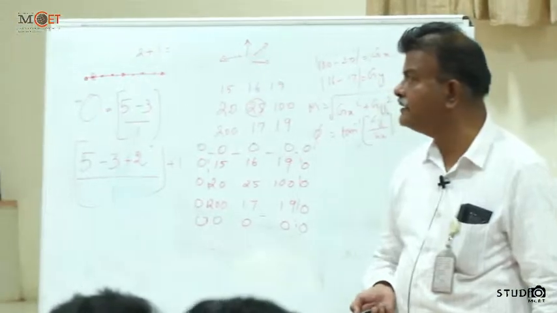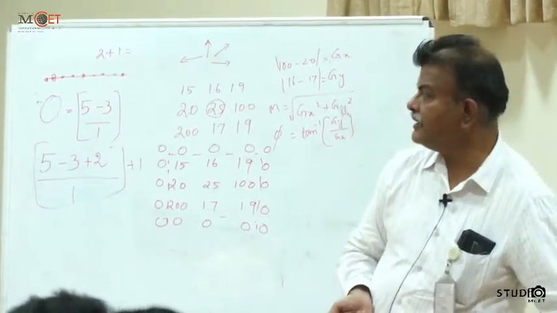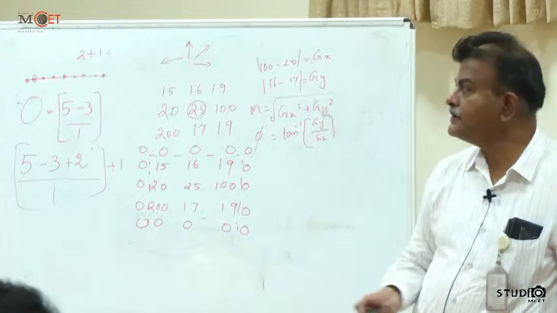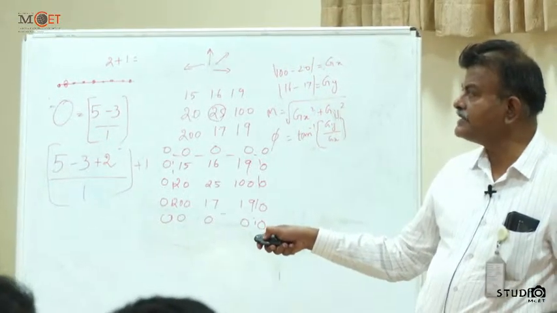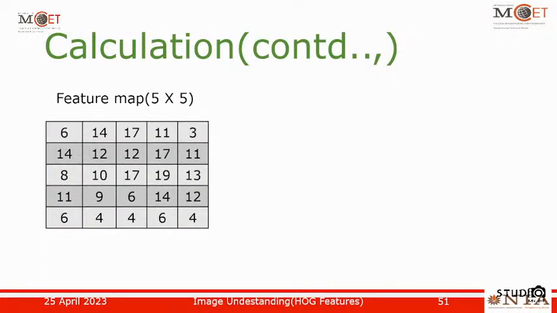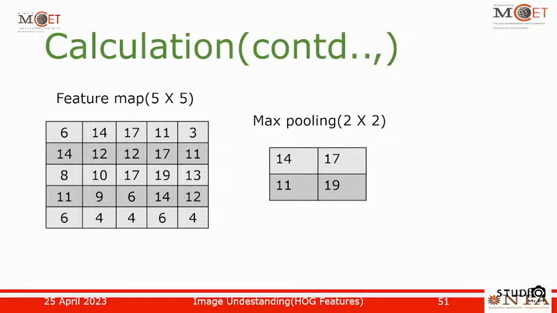For pooling, the map is 5 cross 5. What am I doing? The pooling size is 2 cross 2. What is the maximum value? Value 17, value 11. What is the advantage of pooling? The original is 5 cross 5, and after pooling the size is reduced. There is a dimension reduction.